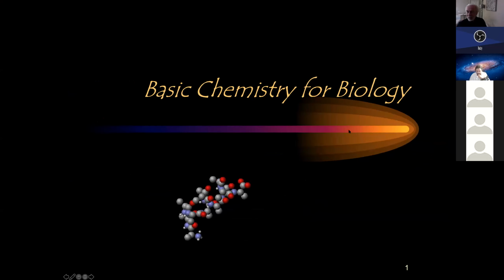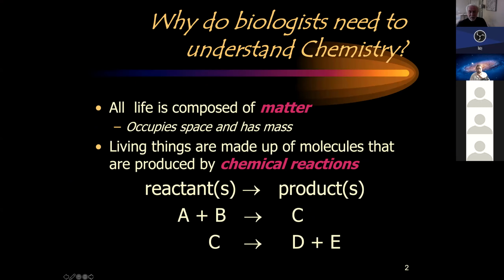Basic chemistry for biology. Why do biologists need to understand chemistry? Well, it's because all life is composed of matter. Matter occupies space and has mass. And living things are made up of chemical reactions. A chemical reaction has reactants and products: A plus B go together and make C.